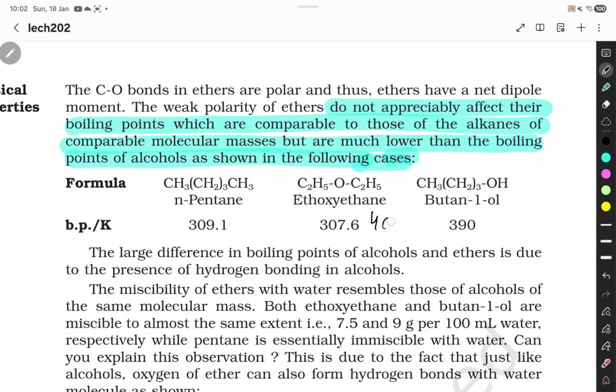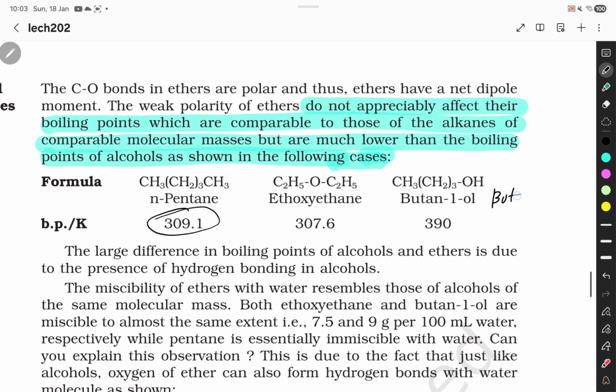Something that you guys might need to know is that even though this has an oxygen and it has four carbons, still n-pentane has more boiling point than ethoxyethane. So the order becomes butanol, then n-pentane, then ethoxyethane. This could be asked directly in your JEE Mains.